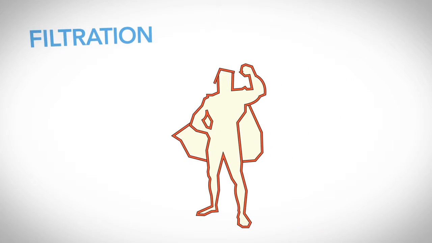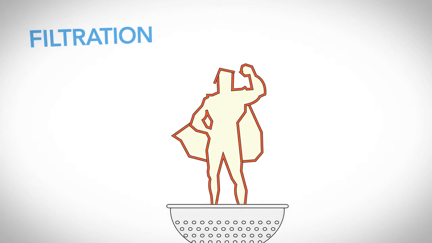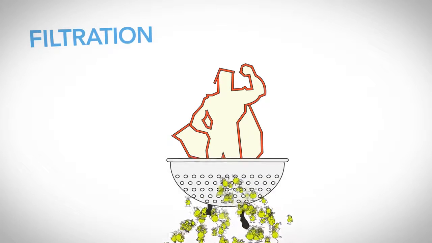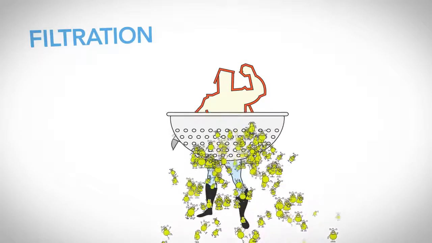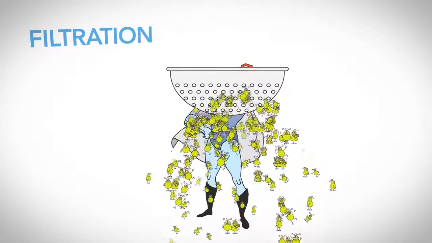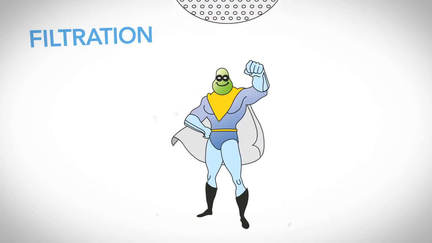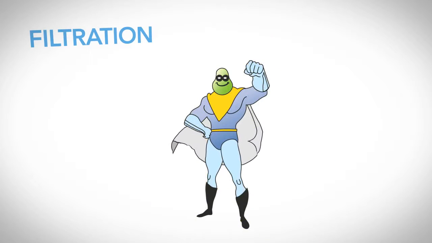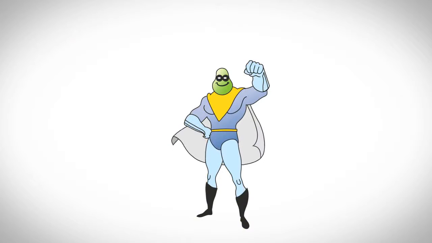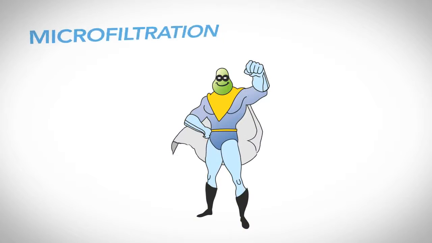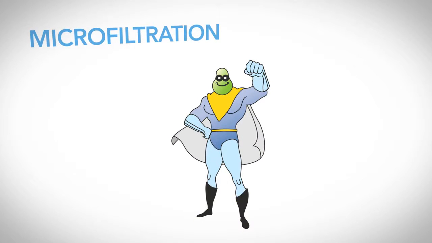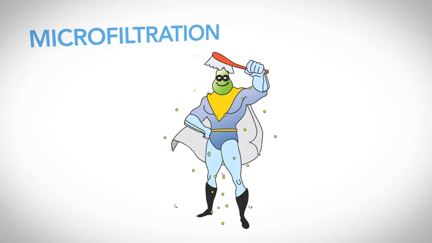Filtration. The bacterial cells are removed from the cell harvest with the aid of diatomaceous earth, a highly porous substance which entraps the cells and facilitates the filtration process. Microfiltration. The resultant cell-free solution is microfiltered to remove any fine residual particles.